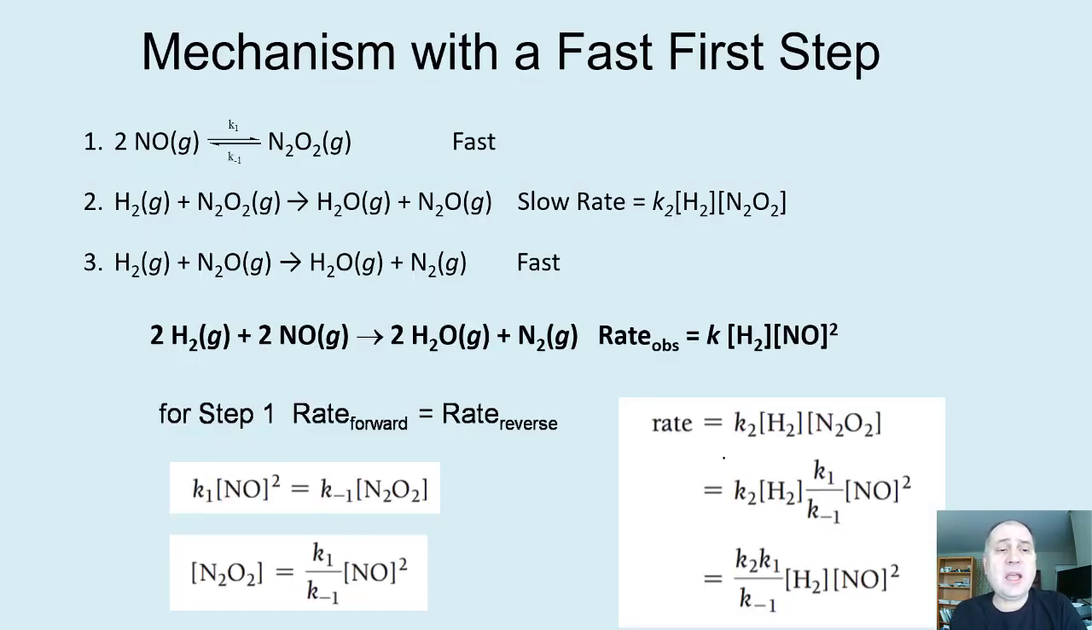Now here, in bold down here, we're looking at a reaction between hydrogen and nitrogen monoxide, and it proceeds to form water and nitrogen gas. The observed rate depends on the concentration of hydrogen, so it's first order with respect to hydrogen, and second order with respect to NO.